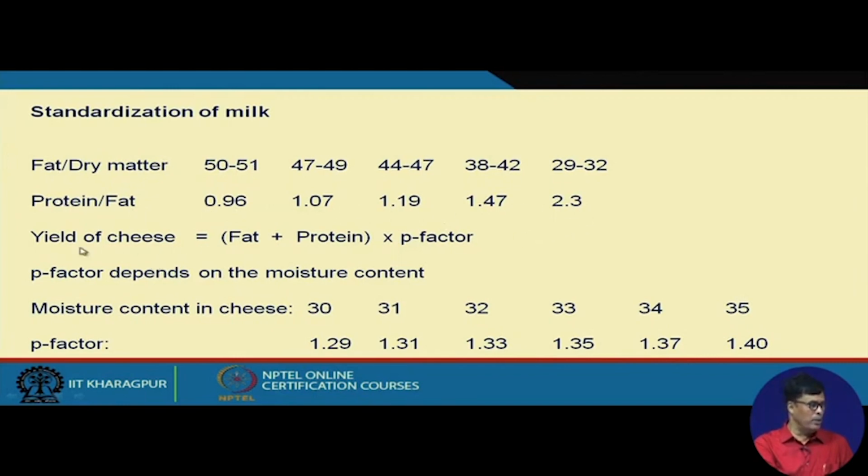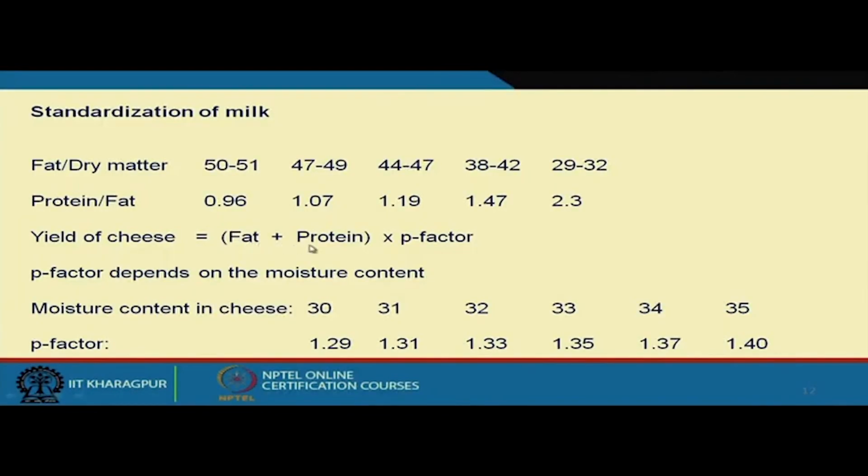Now, yield of cheese is always calculated on the basis of 100 kg of milk. The 100 kg of milk, how much cheese can it produce? How can you calculate it? The equation is very simple: percentage of fat plus percentage of protein, multiplied by the P factor. And the P factor is totally dependent on moisture content. As the moisture content increases, the P factor value increases.